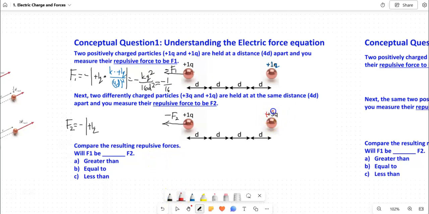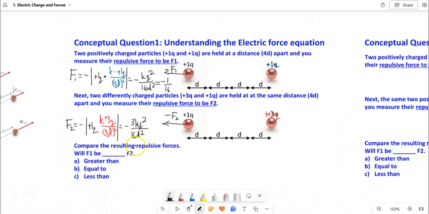Now, this charge is a positive 3q. So this is going to be k times positive 3q, all over 4d that we're going to square. Multiplying this out, the negative comes first. So this is going to be k times positive 1q times positive 3q. So that's going to be 3kq squared. Again, the positives don't matter. They're inside absolute value. And this is going to be over 4d squared, which is going to be 16d squared.